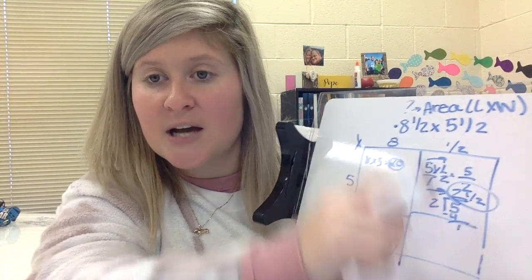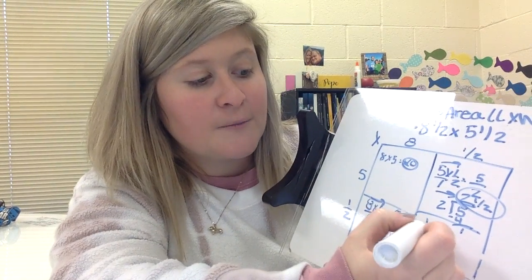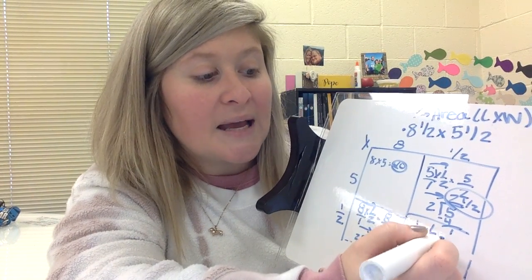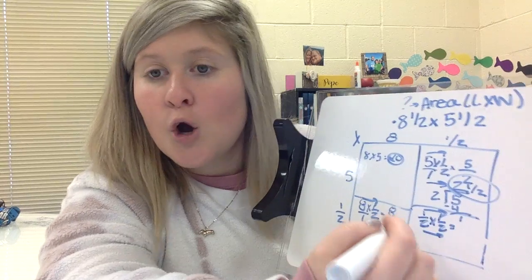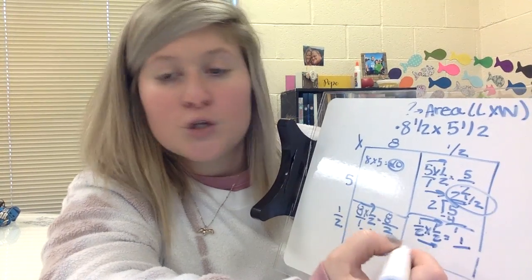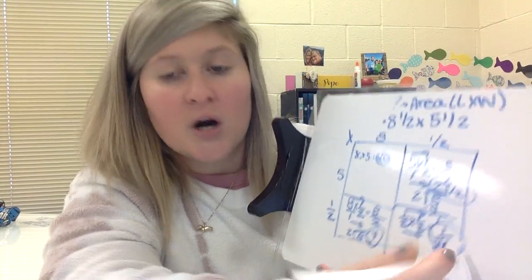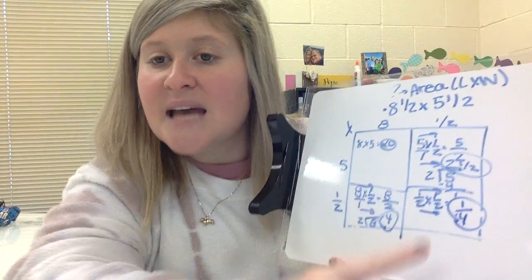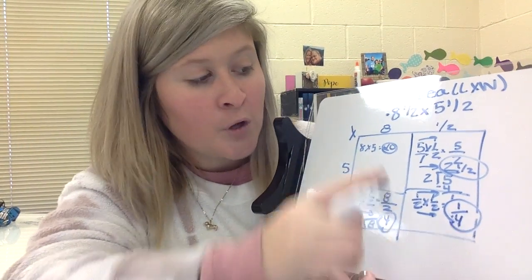Now we're into our last box. 1/2 times 1/2. Remember, you are multiplying here, so do not add these together. 1 times 1 is 1. 2 times 2 is 4. I've circled that answer. So now I need to take all of these answers and add them together.